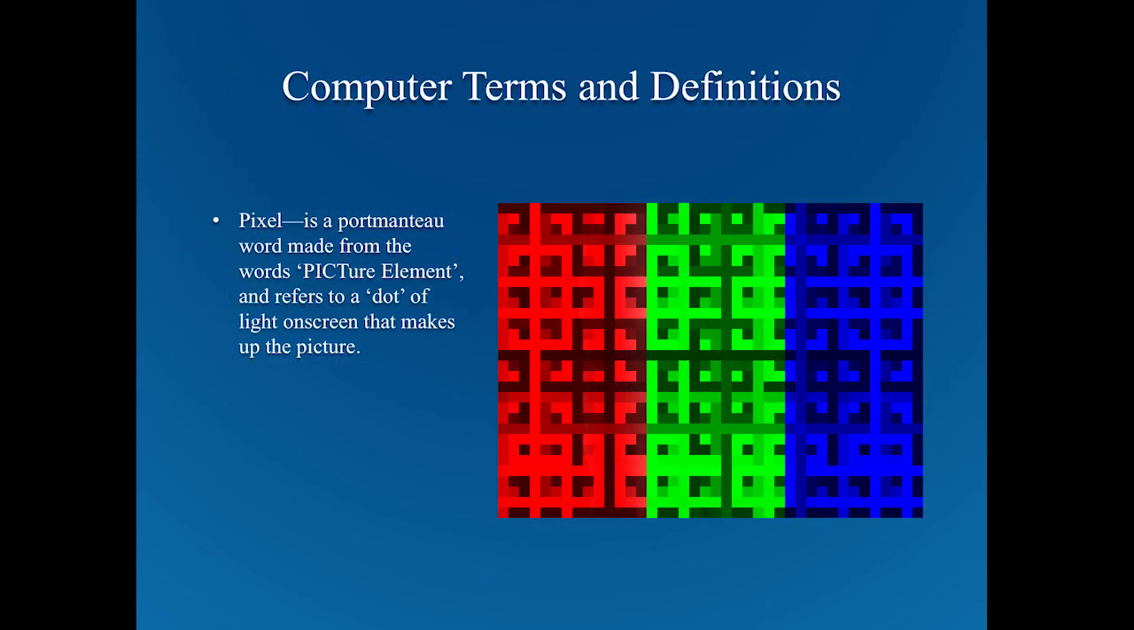So some computer terms and definitions to remember. A pixel is a portmanteau word, meaning it's like put together like a suitcase. You've got one half, another half, and a hinge in the middle. Close it together. It's a portmanteau made from the word picture element and refers to a dot of light on screen that makes up the picture.